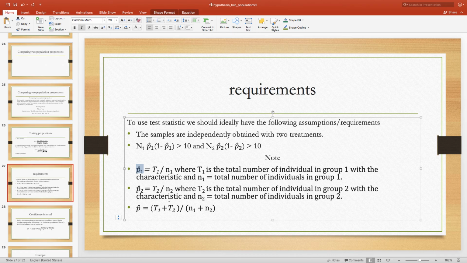Now, I talked about this p hat, that's important to calculate the standard deviation. That's just going to be the total in either population, T1 plus T2, that have the characteristic divided by the total sample size. Okay. And that is called the pooled proportion.